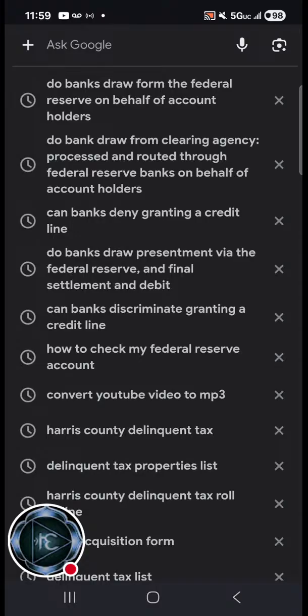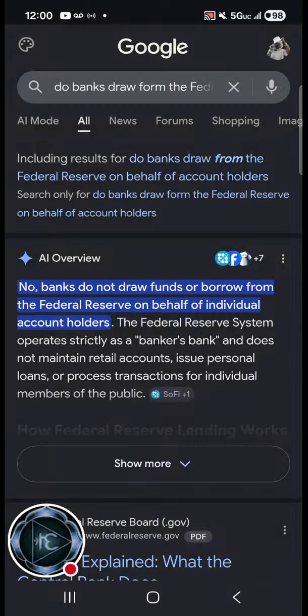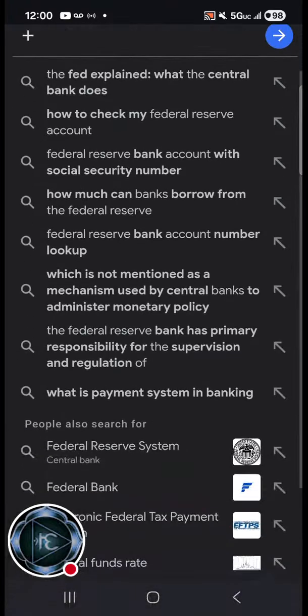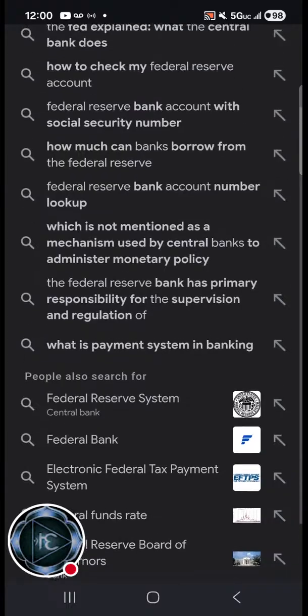You wouldn't know that. If you don't know anything about a clearing agency, you would not know to ask that question properly. That's why you have no business processing these types of documents. All right. So anyway, I'll show you what answer I got once I worded it properly.